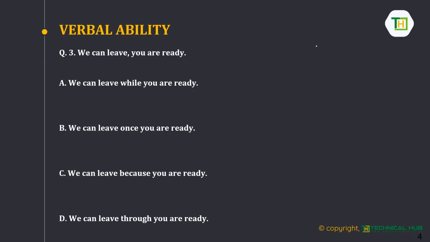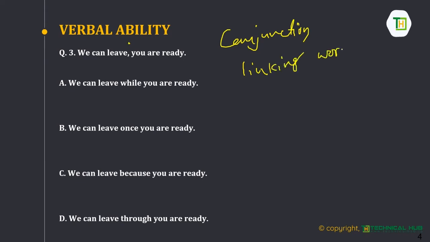You need to combine these two sentences. So something you have to use here, one connector or one linking word. So we call it a conjunction. In simple terms, conjunction, we can call it a linking word or joining word, or the connector also you can use. Okay, right. So what can you use here?